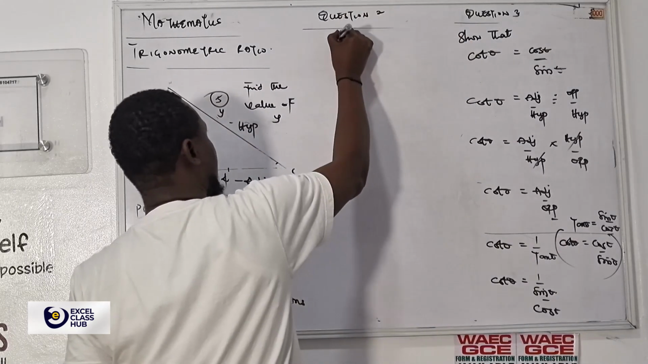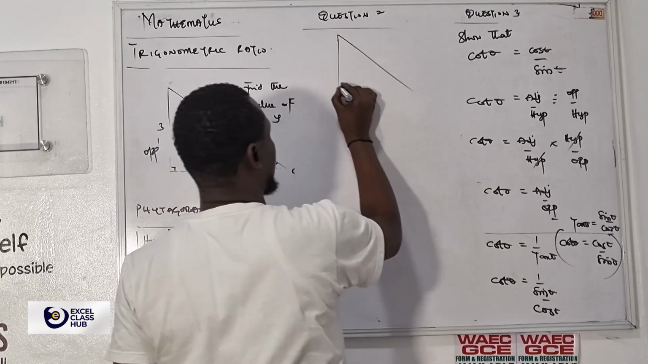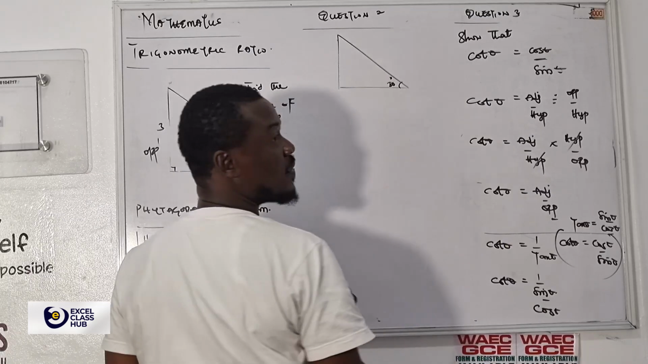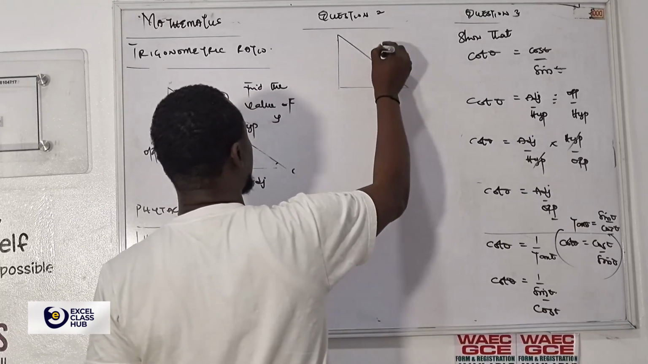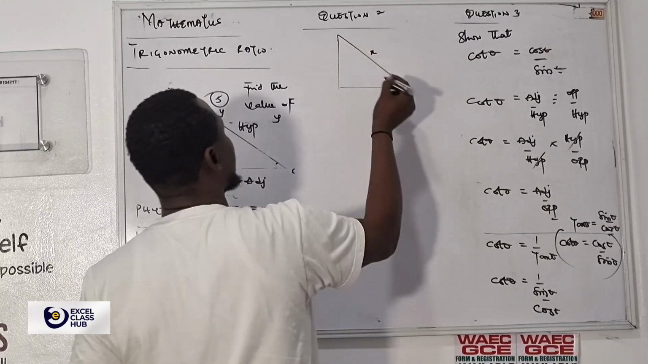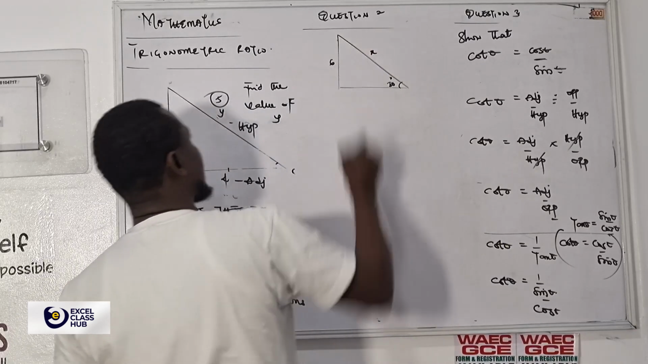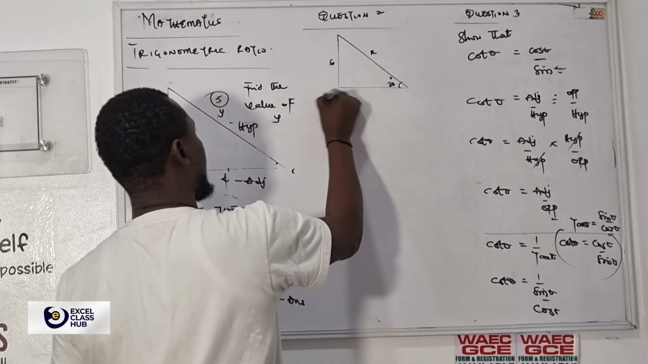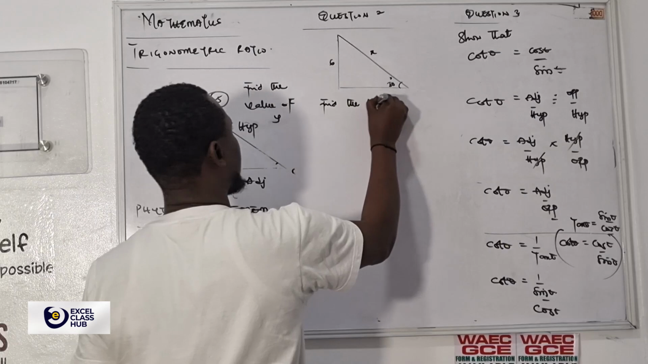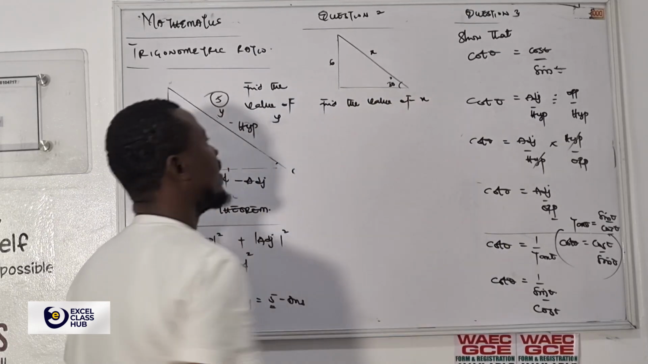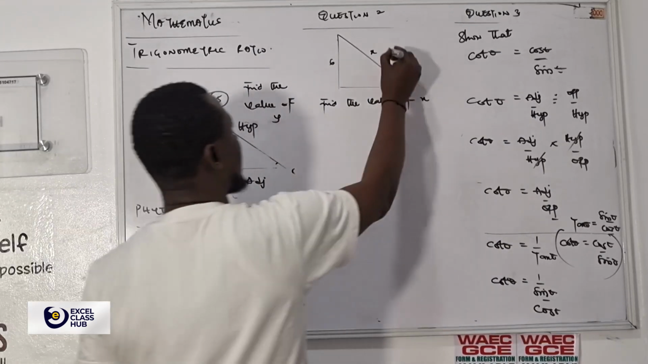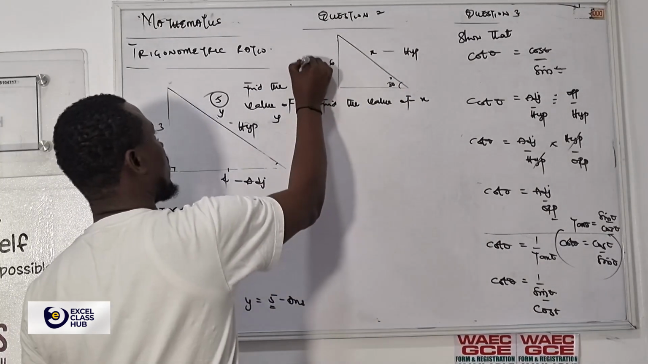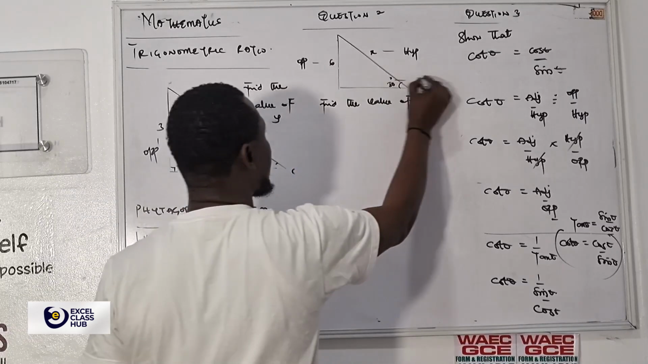Question 2. You're given maybe a diagram like this. You're given your angle as 30 degrees. And let me say you're given this place as x, and you're given this place as 6. The question now says, find the value of x. If I'm to find the value of x, remember, this x here is your hypotenuse. And this 6 remains your opposite. And you're given an angle.